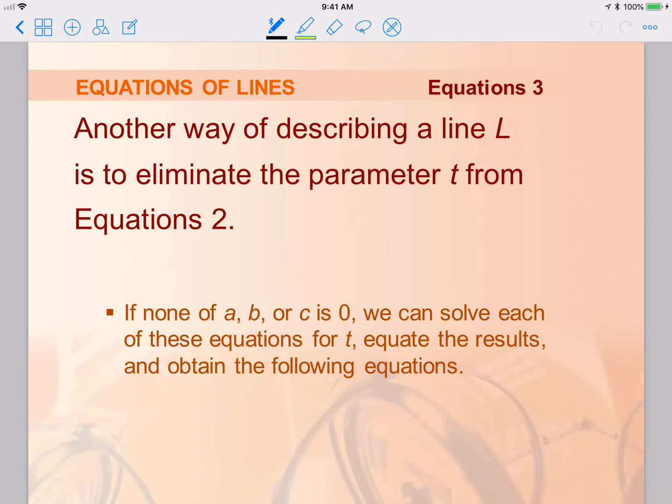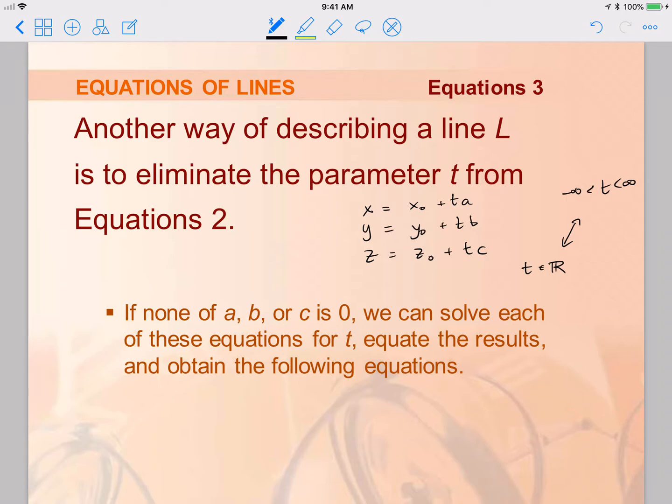And do we remember the equations in 2? They are as follows: x equals x naught plus ta, y equals y naught plus tb, z equals z naught plus tc. And remember, t is any real number, and another way to write that is to say that t is between negative infinity and infinity. Okay, so now what does it mean to eliminate the parameter?